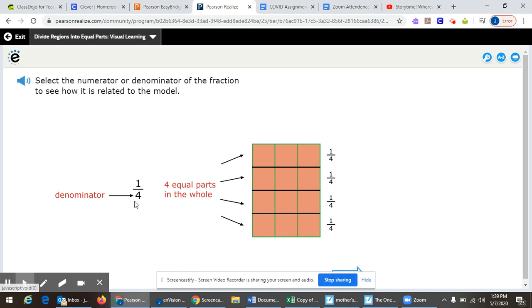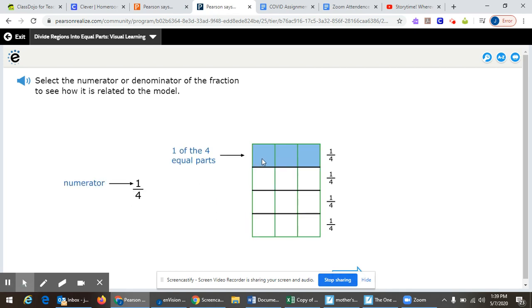So if we select our denominator, we see that we have 4 equal parts. That tells us how many parts our whole is divided into. This entire rectangle is my whole. I divided it into 4 equal parts. Those are where my dark black lines are. My numerator, however, shows me how many are in each of those parts. So I have 1, 2, 3 squares in the part. So 1/4 would be 3 squares.